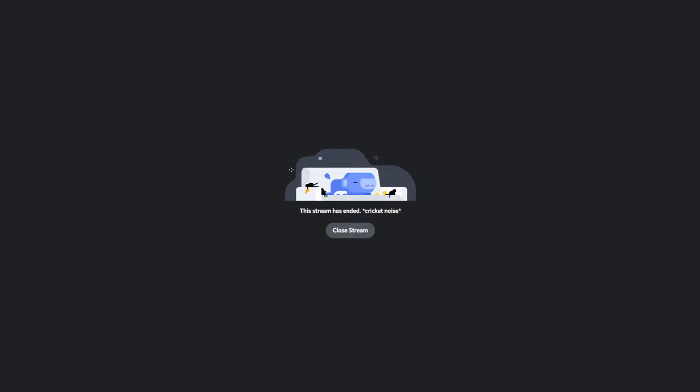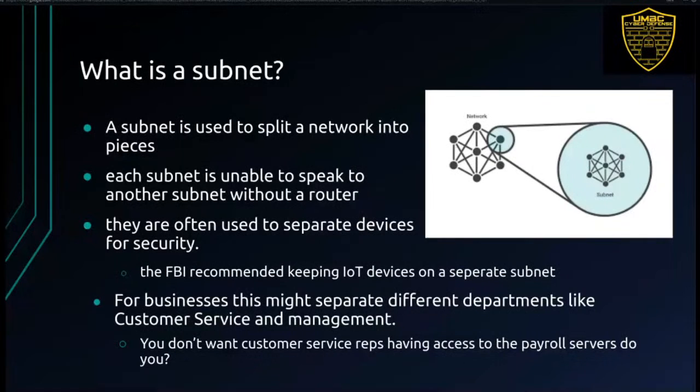Oh, I tapped the escape button. Oh no. Screen share. Okay, we're back? Yes, we're back.